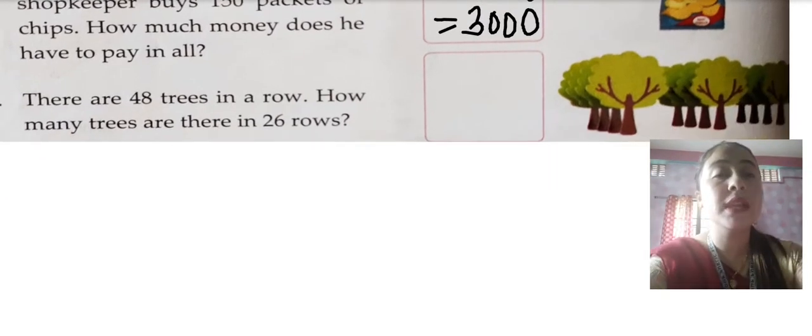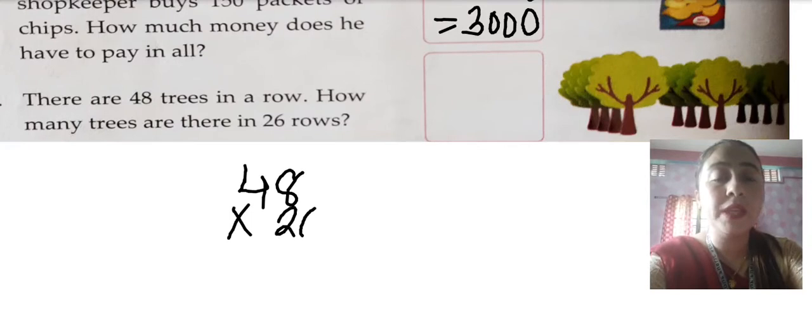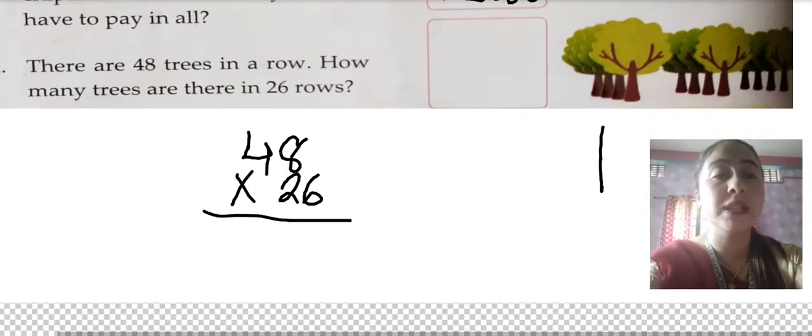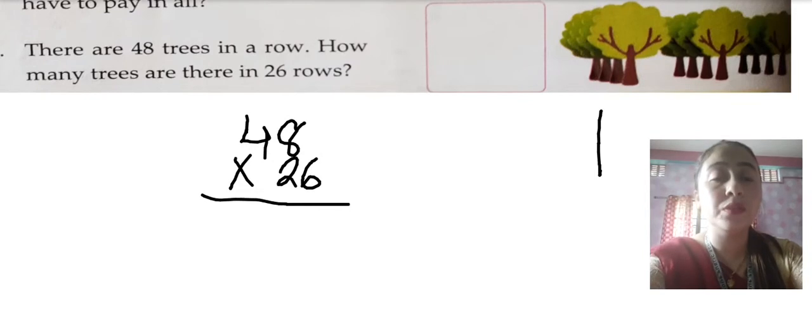So let us do it on a rough page. So there are 48 trees in one row. So you have to find how many trees are there in 26 rows. So 6 8s are 48. 8 I will write here. 4 I will write here. 6 4s are 24 plus 4 is 28. Into 8 2s are... This is wrong.